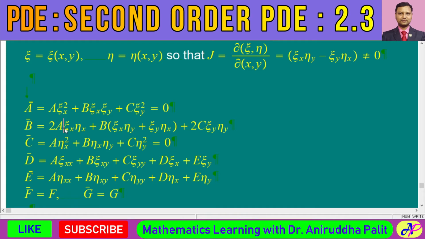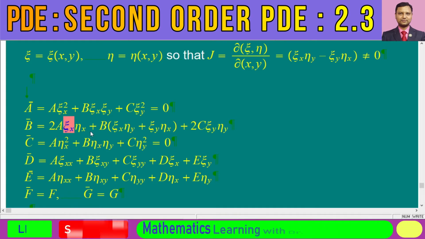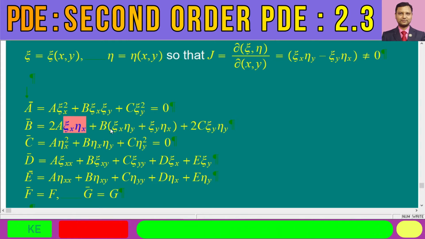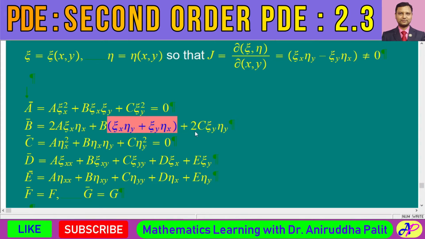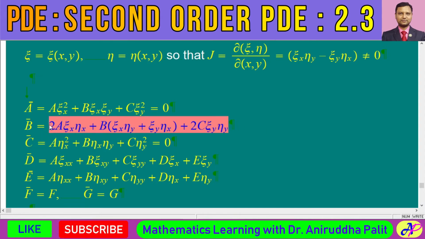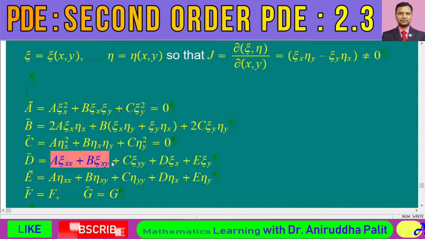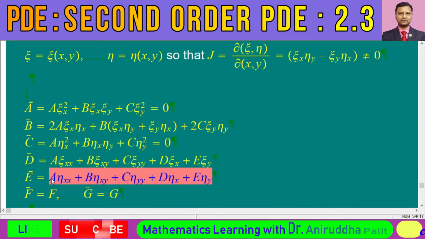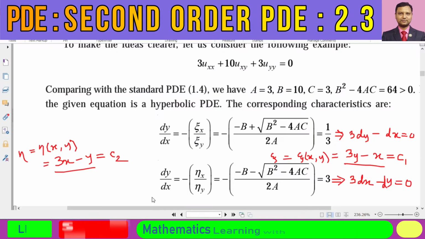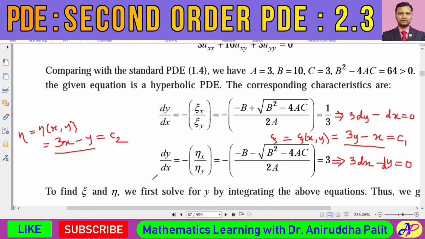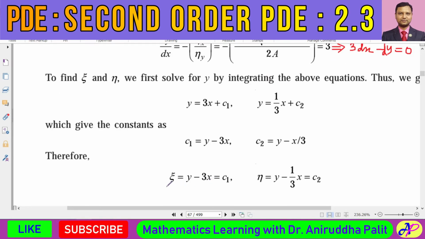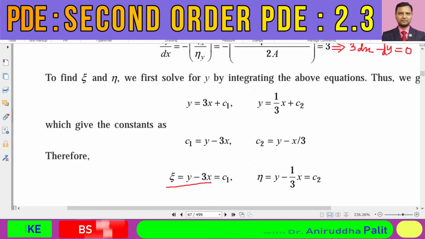Now, if you know the expression of xi and eta, then you can easily compute these partial derivatives, xi x, eta y, xi y, eta x, and all. Then you can compute the expression of b bar. Similarly, you can compute the expression of d bar, e bar, etc. So in this way, you can compute the remaining expressions, and afterwards, you see this is the expression: xi is equal to y minus 3x.